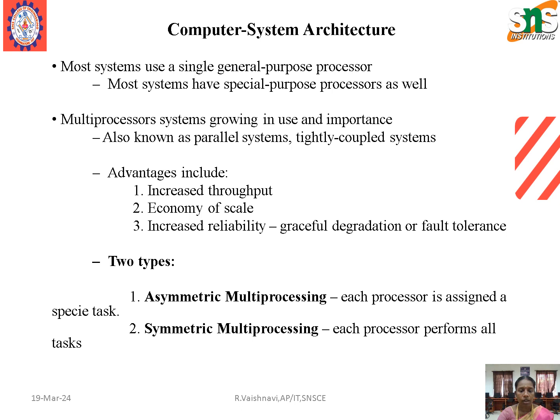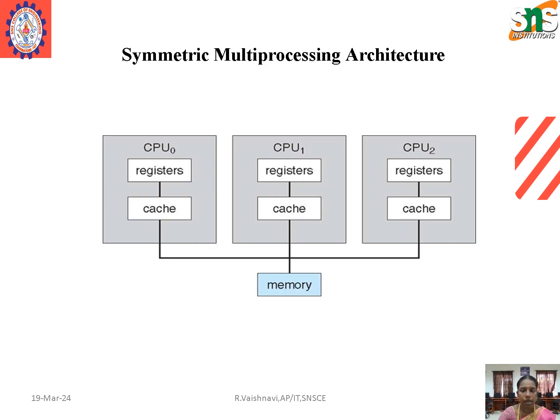Next one, we have the types of multiprocessing. Here we have two types of multiprocessing. First one, asymmetric multiprocessing. Second one, symmetric multiprocessing. In asymmetric multiprocessing, each processor is assigned a specific task. In symmetric multiprocessing, each processor performs all tasks. Next one, symmetric multiprocessing architecture. We have the diagrammatic representation of this symmetric multiprocessing architecture.